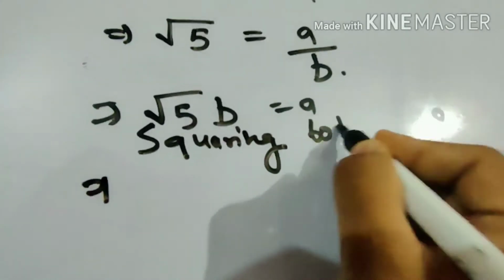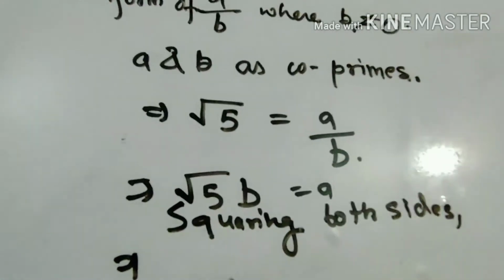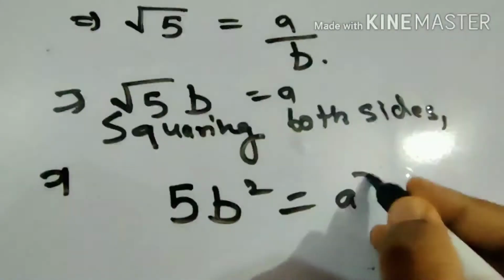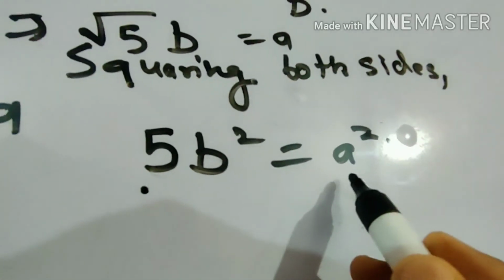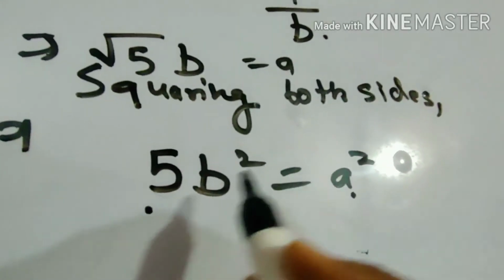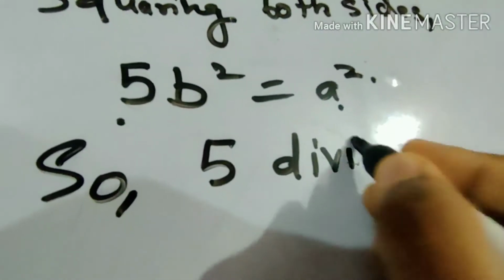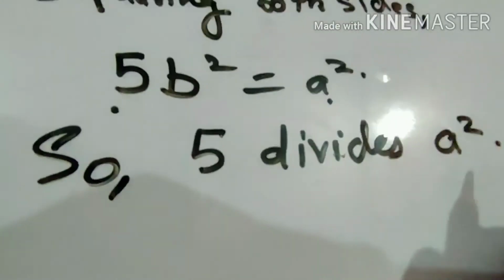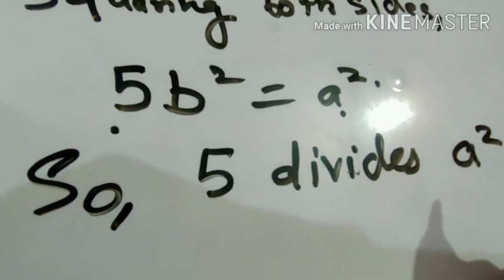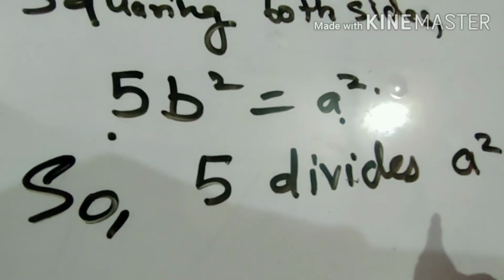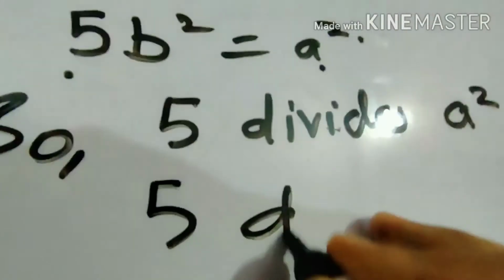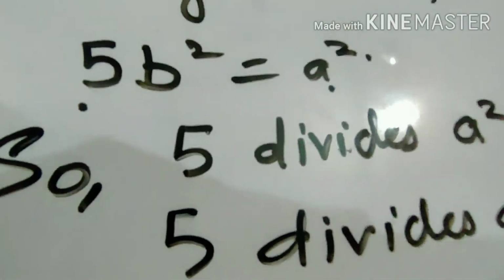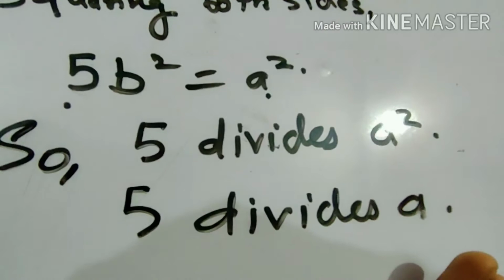Squaring both sides, we get 5b square equals a square, which implies that 5 is a factor of a square, which means 5 divides a square. And we have read a theorem that if a number divides a square, or is a factor of a square, it is also a factor of a. So 5 also divides a. Thus we have got one factor of a, that is 5.